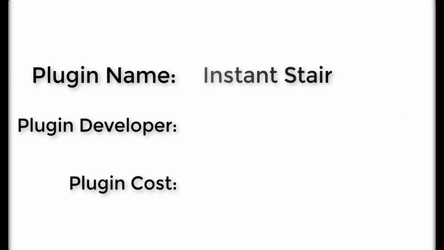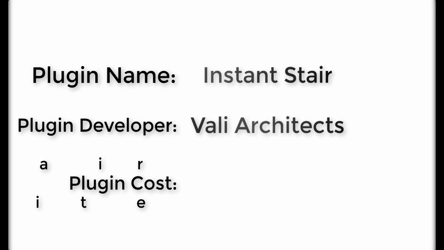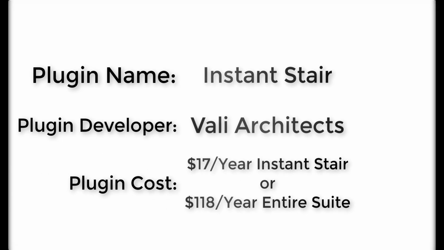Plugin name, Instant Stair. Plugin developer, Vali Architects. Plugin cost? It's $17 a year for Instant Stair, or $118 a year for the entire Vali suite of extensions. Where can you get it? You can download it from the Vali Architects website or by following the link in the notes below this video.